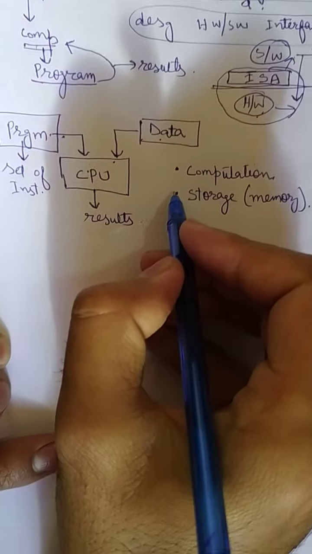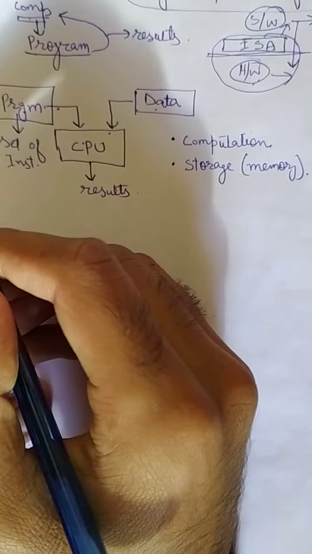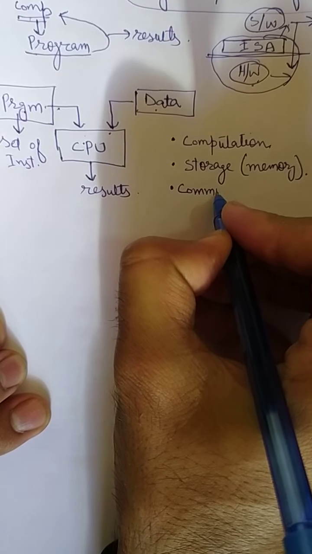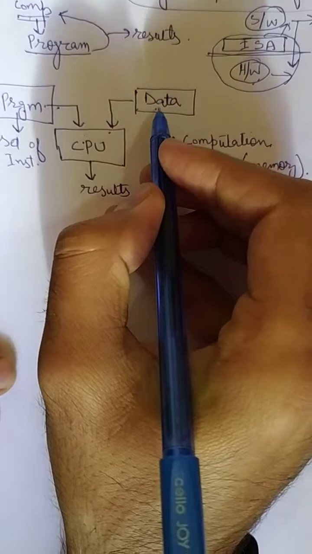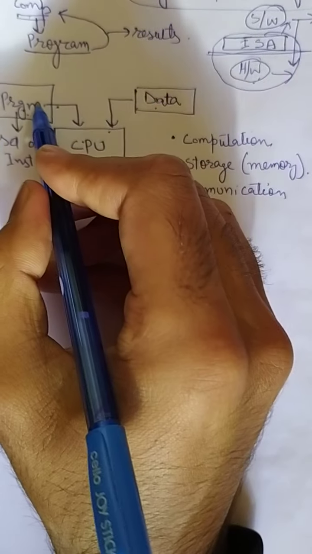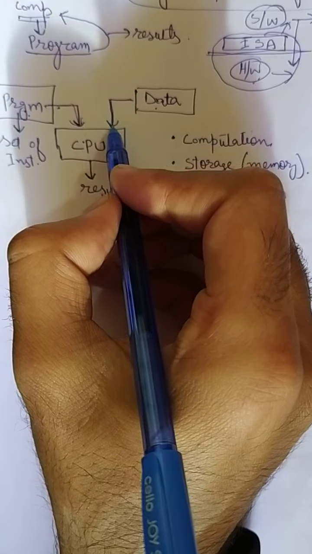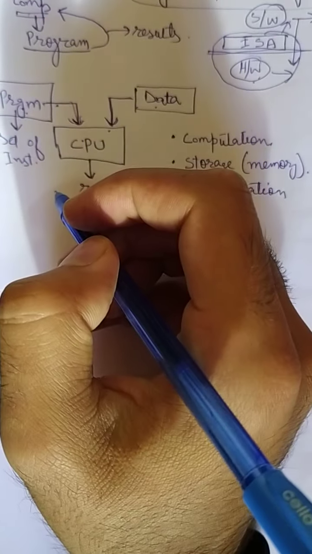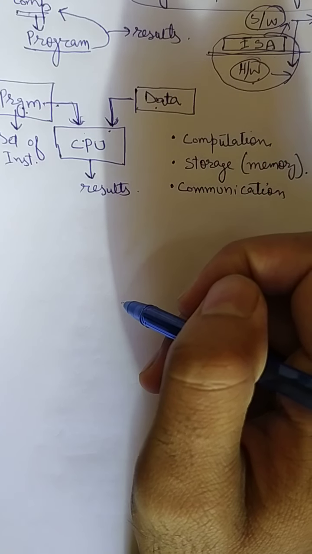Okay, and this memory is required to store the program and data. And the third part is the communication. Because to take the data or to take the instructions from the memory, we have to connect these components using some wires, and these components have to communicate with each other. So communication is also one key component.